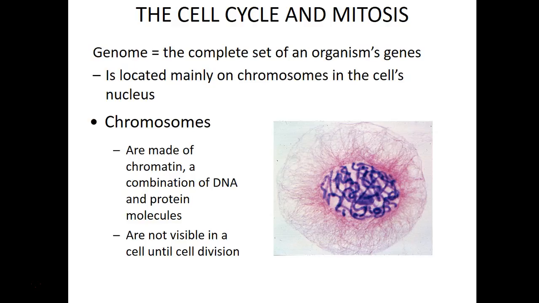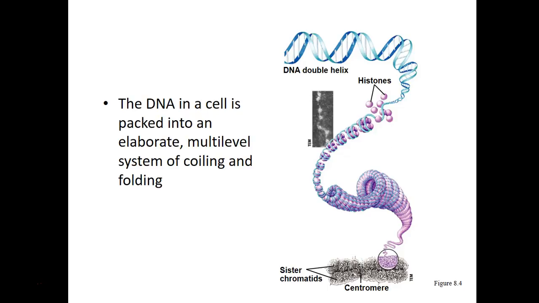A chromosome is actually made out of a combination of DNA and protein molecules, and most chromosomes are not visible in the cell until the cell is about to divide. The DNA gets packaged around these proteins called histones in a really elaborate system of folding, and it folds so much so that you can actually see a chromosome under a light microscope.